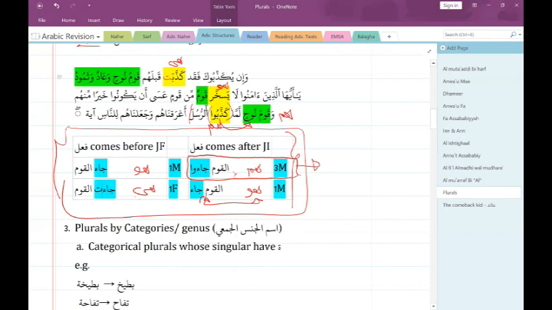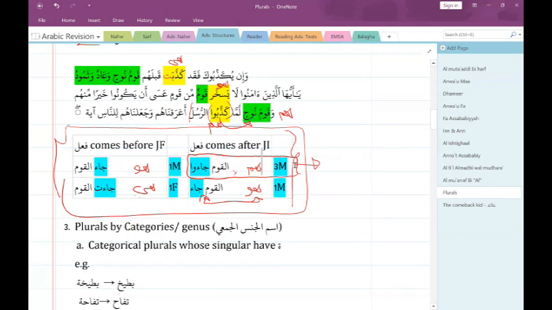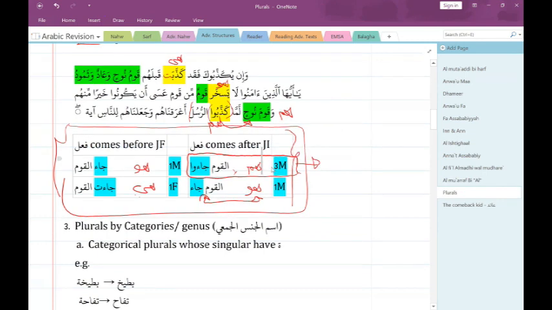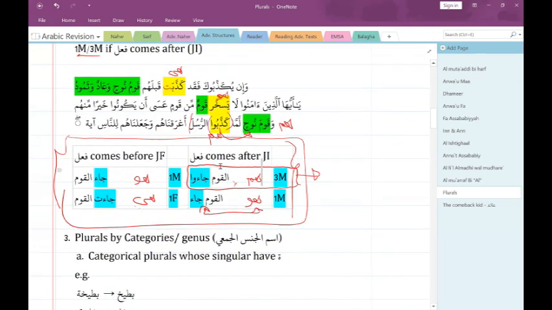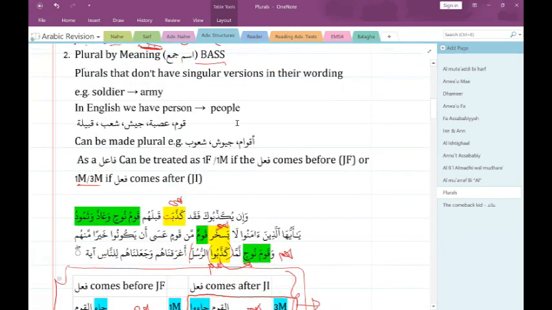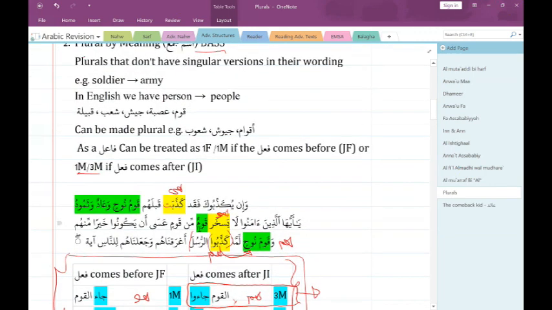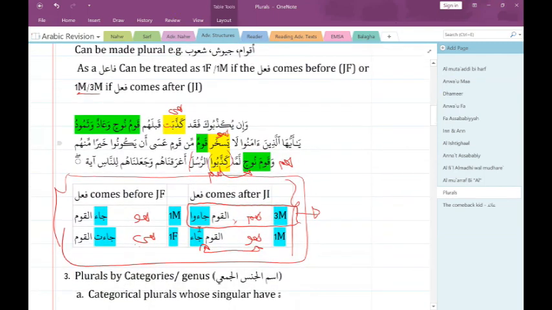And again, this one is the one that is mostly used in the Quran. The hum version is the popular one in the Quran. Most of the time, it would use the hum version if it's talking about qawm or sha'b or one of these words. It's going to be the hum version most of the time.